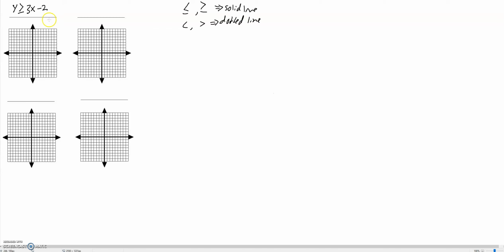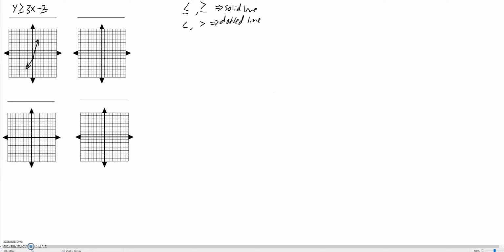Since it's in slope-intercept form, we can start with the y-intercept 0, negative 2. That's my first point. Now my slope is 3. 3 is, of course, the same as 3 over 1. So I'm going to go up 3: 1, 2, 3, right 1. That's going to be my next point. Now I'm just going to connect these with a straight line, and since this is or equal to, that means that it's a solid line.